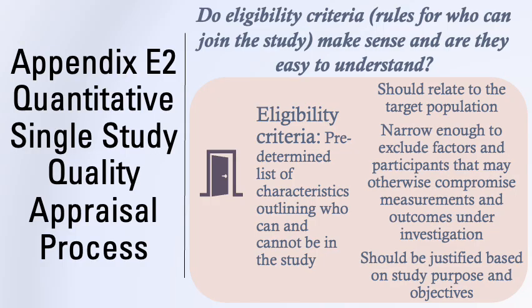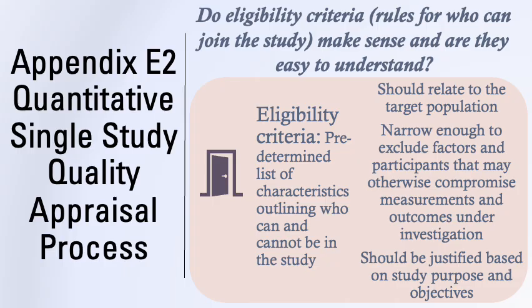When appraising that eligibility criteria make sense and are easy to understand, you should refer back to the study purpose and objectives and consider if the eligibility criteria directly relate to the target population. An easy way to appraise this is to ask yourself if the inclusion criteria make sense, or if they should be narrowed to control for confounding variables or factors.